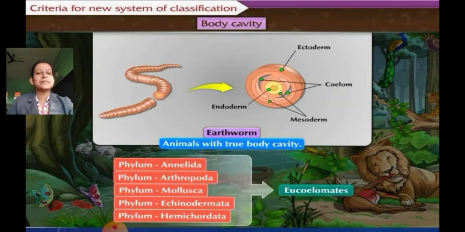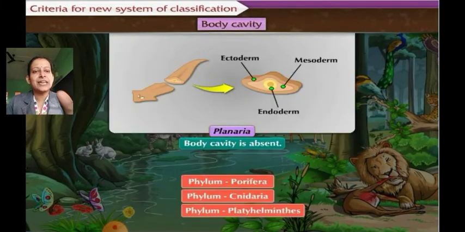Fine. Whereas the lower ones... when they have the presence of a true body cavity, they are called eucoelomates. The word eu means true. So when they have the presence of a body cavity, they are called true coelomates or eucoelomates. Whereas certain organisms do not have the presence of this body cavity. For example, planaria, which belongs to the phylum platyhelminthes, does not have the presence of a body cavity.